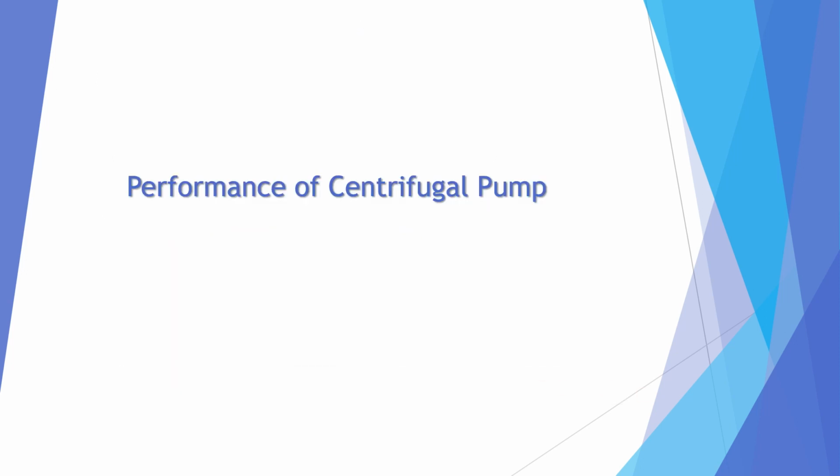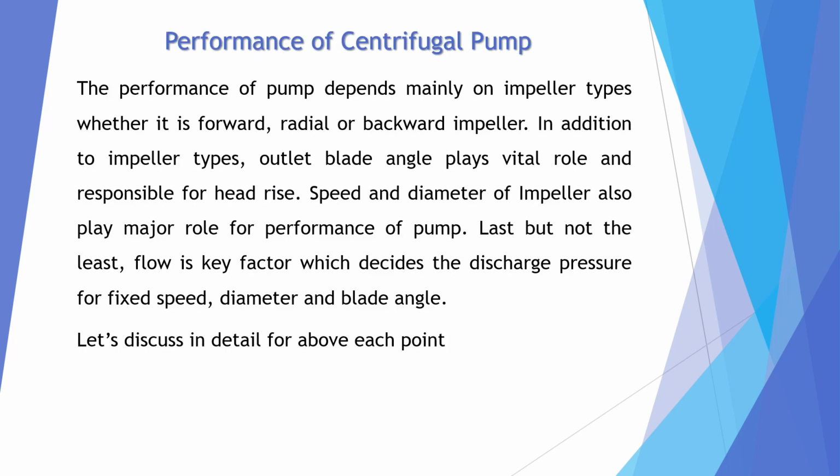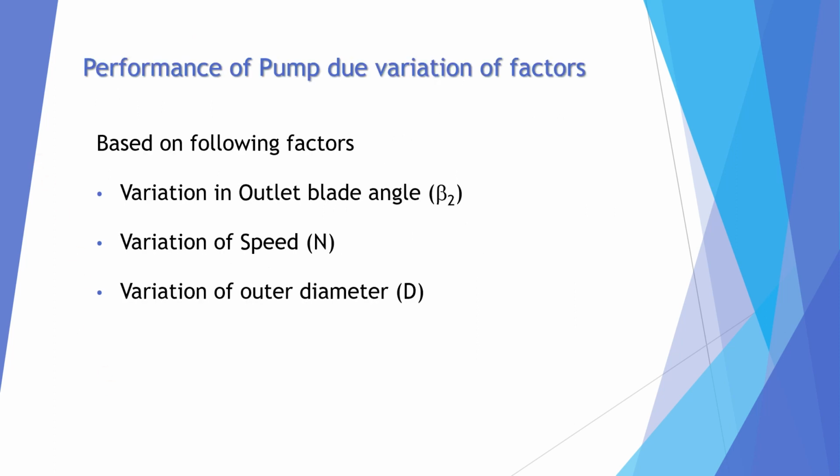Now the performance of a centrifugal pump. The performance of a pump depends mainly on impeller types, whether it is forward, radial or backward impeller. In addition to impeller types, the outlet blade angle plays a vital role, which is responsible for pressure rise. Then the speed and diameter of the impeller also play a major role in the performance of the pump. Last but not least, the flow is the key factor which decides the discharge pressure for fixed speed, diameter and blade angle. So let's discuss each of the above points in detail.